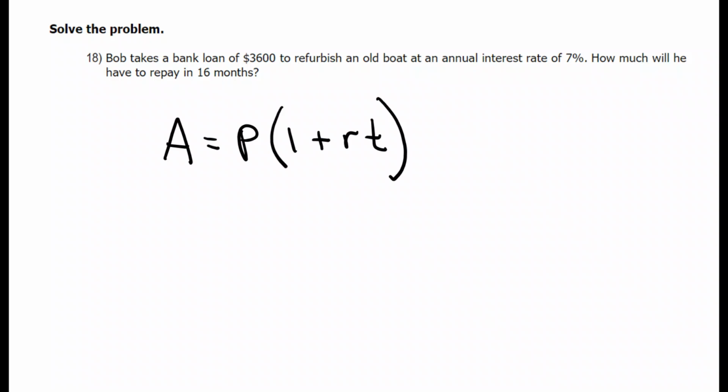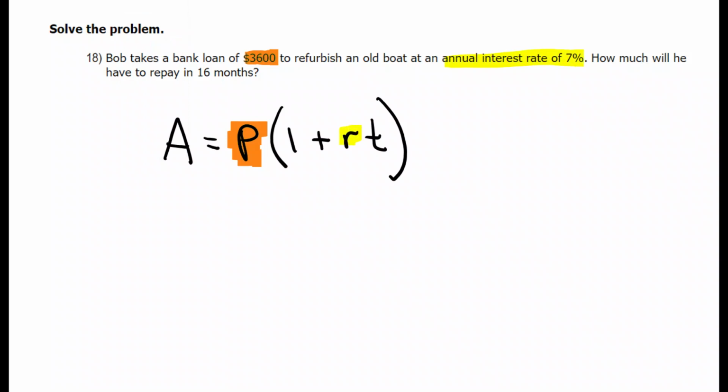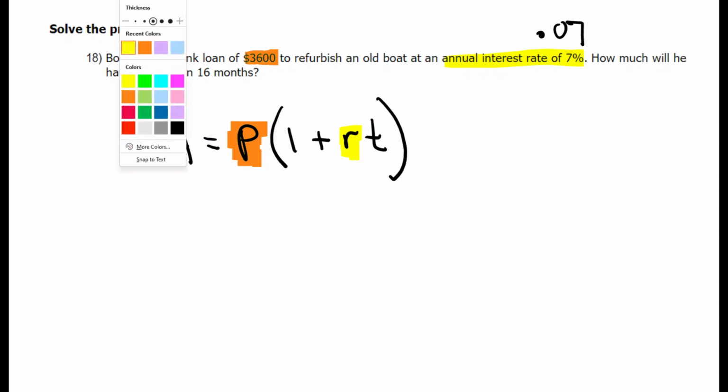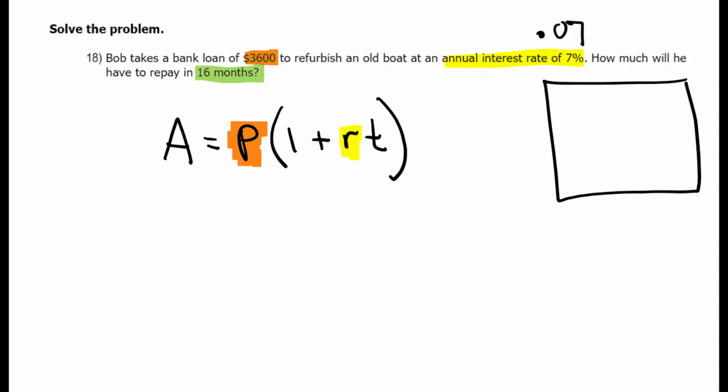And we know that he took out a loan of $3,600. That's his principal. That's how much he borrowed. The annual interest rate was 7%. That's your R. But remember, you'll have to use 0.07. And then here's the fun part. How much will he have to repay in 16 months? Time is always supposed to be in years. So the question is, what's 16 months?